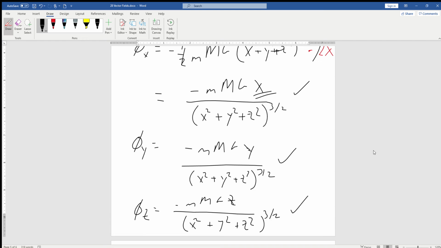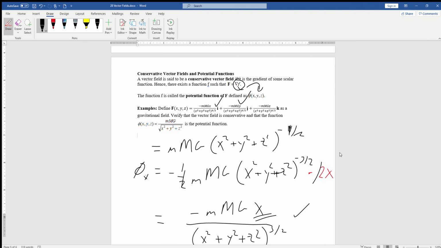All right. And so what we've done is we've taken the partials of this potential function phi, and we've shown that it's equal to that gravitational field, that conservative vector field at this point.